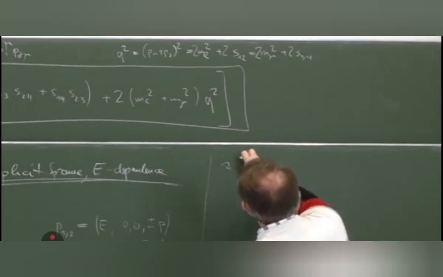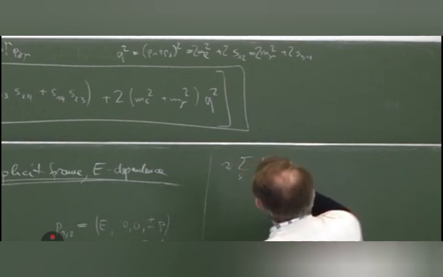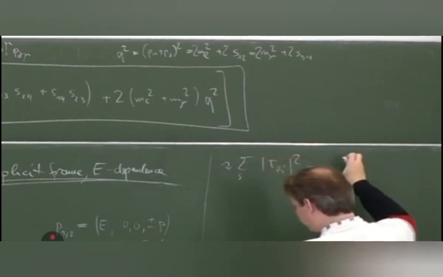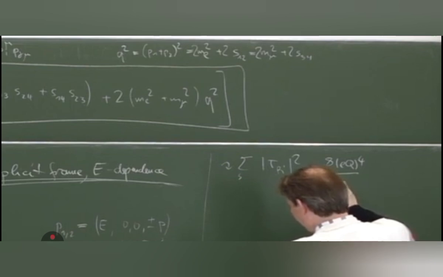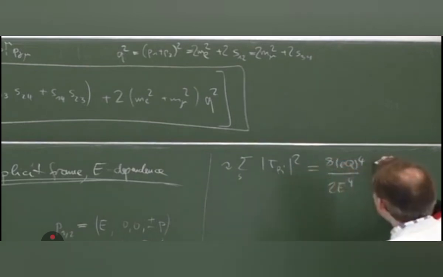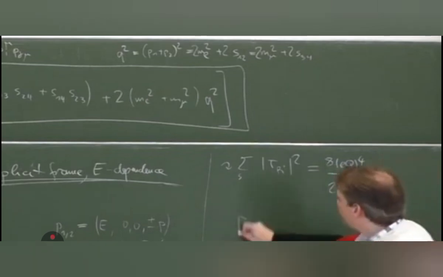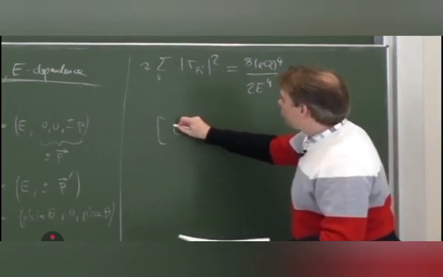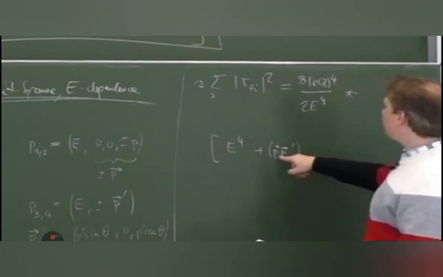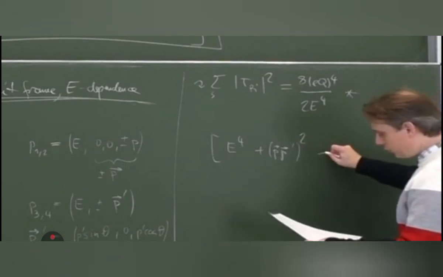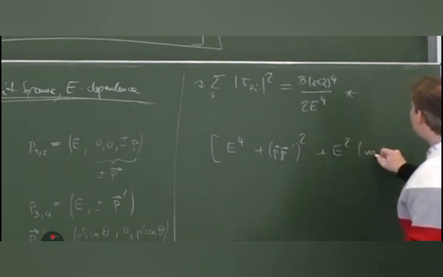So the spin summed T_fi square is now the following. 8 e q to the 4th power divided by 2 e to the 4 and then times, let's write it like this, times e to the 4 plus the scalar product of p times p prime vector square plus e square times the sum of the mass squares. Okay.